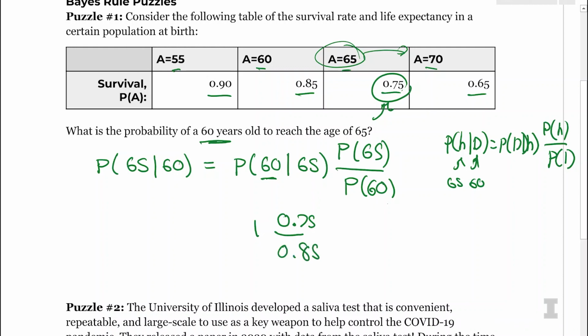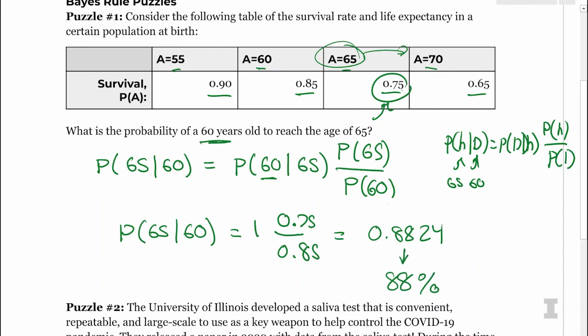So Carly, do you have Python? Can you help me out with a calculation? For sure. The probability of you turning 65, given you're 60, is equal to 0.75 divided by 0.85, and Python gave me 0.8824. Converting to a percentage, that's an 88% probability that if you've turned 60, you're going to have a 65th birthday if you're part of what's being modeled by this population. This 88% is higher than the 75%, which is exactly what we expect to see.